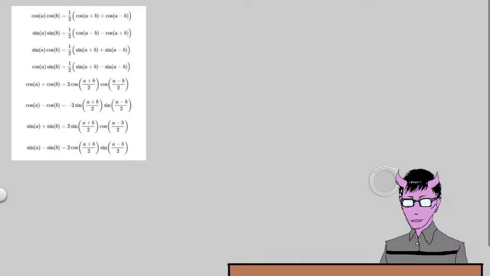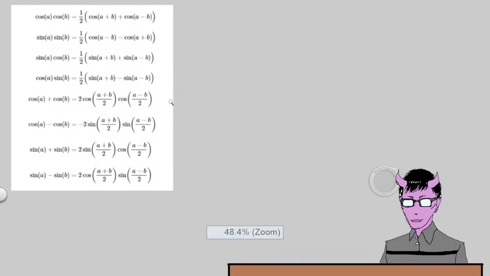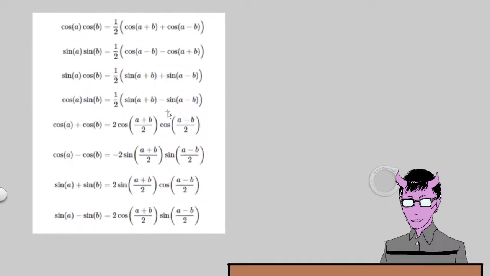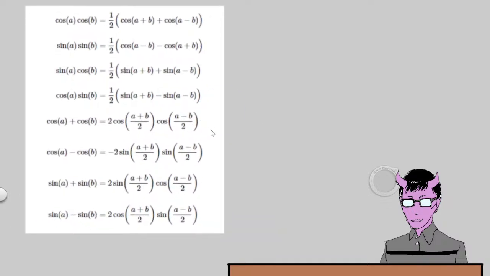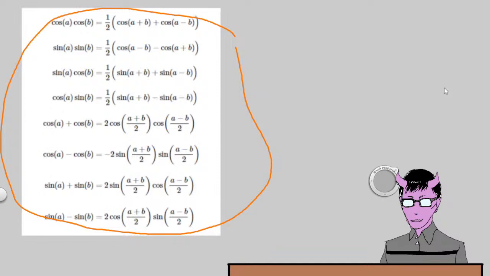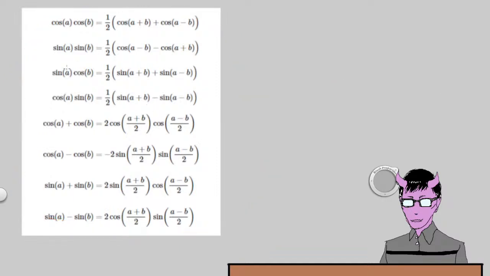Right off the bat, instead of writing it out, I just have it copy pasted right here from the internet. Unfortunately, it is kind of low resolution. These are the things that we are going to be dealing with today. But it's not all terrible though, because it looks like a lot, but it's actually a little less than what's shown right here.